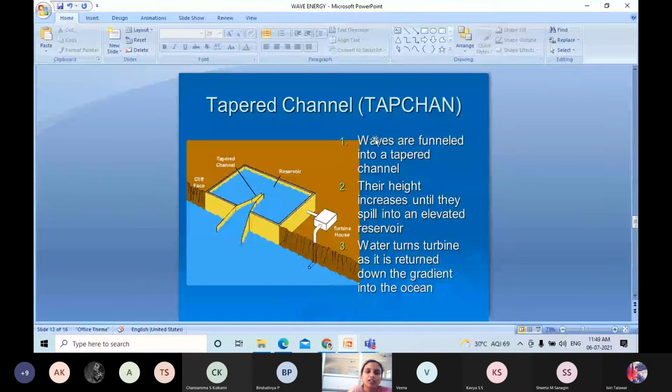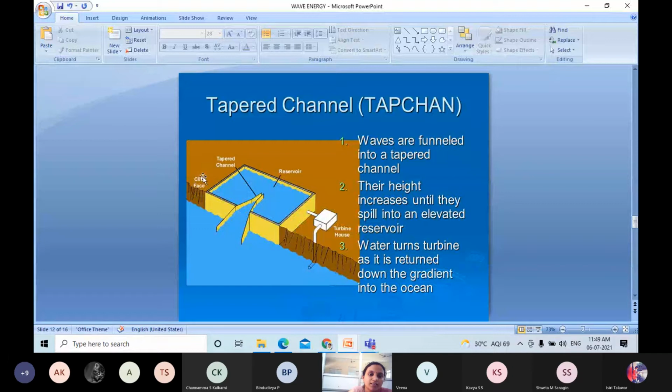Here, tapered channel. Waves are funneled into a tapered channel. Their height increases until they spill into an elevated reservoir. Water turns a turbine as it returns down the gradient into the ocean. This is a tapered channel.